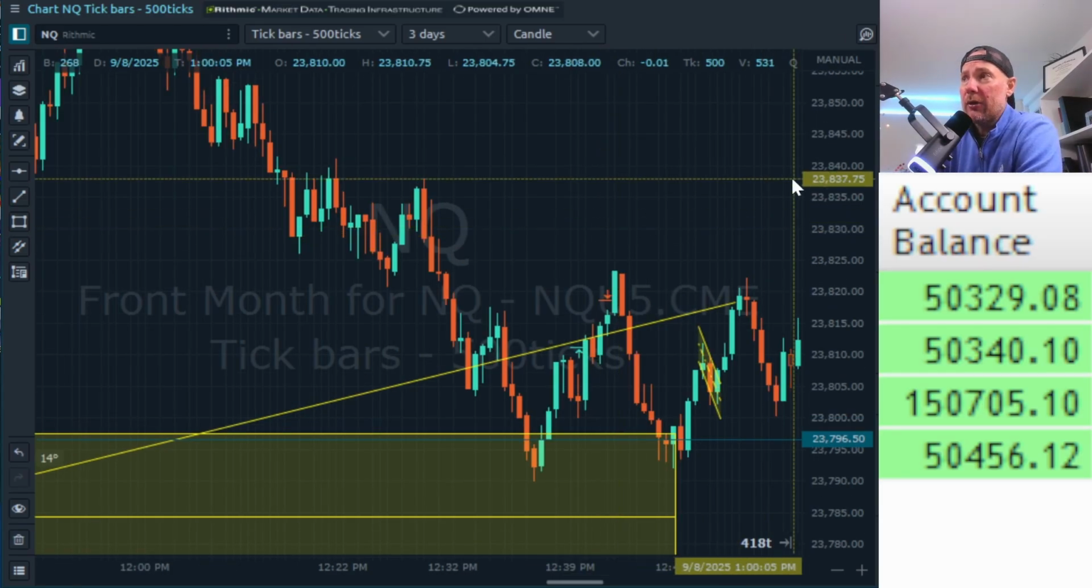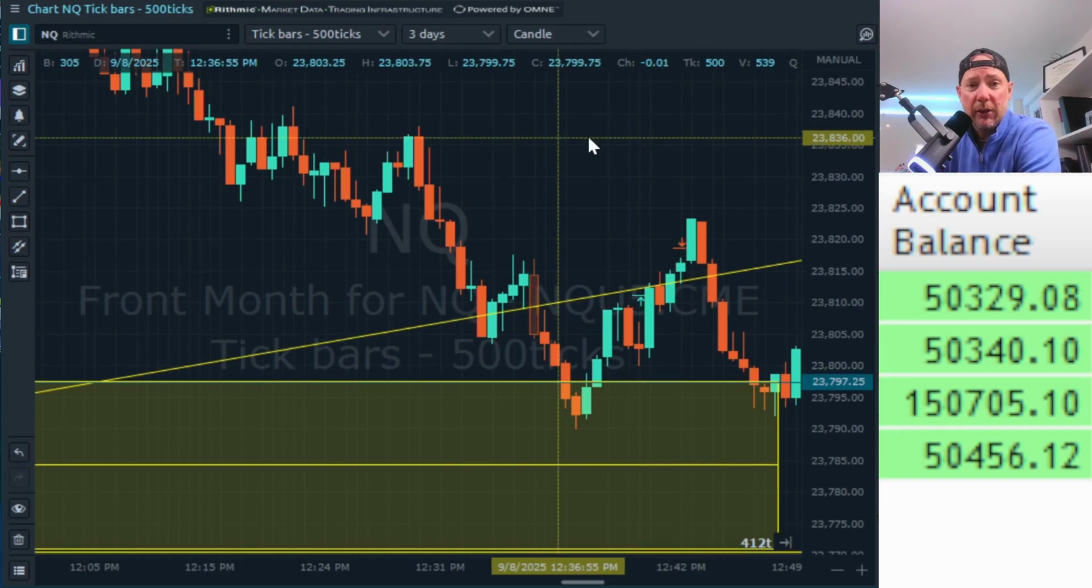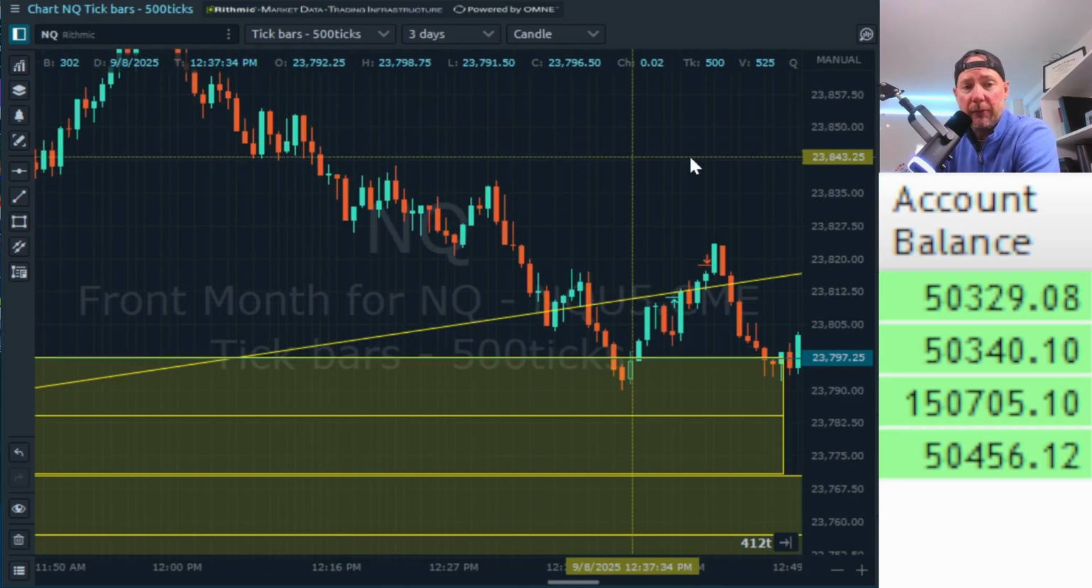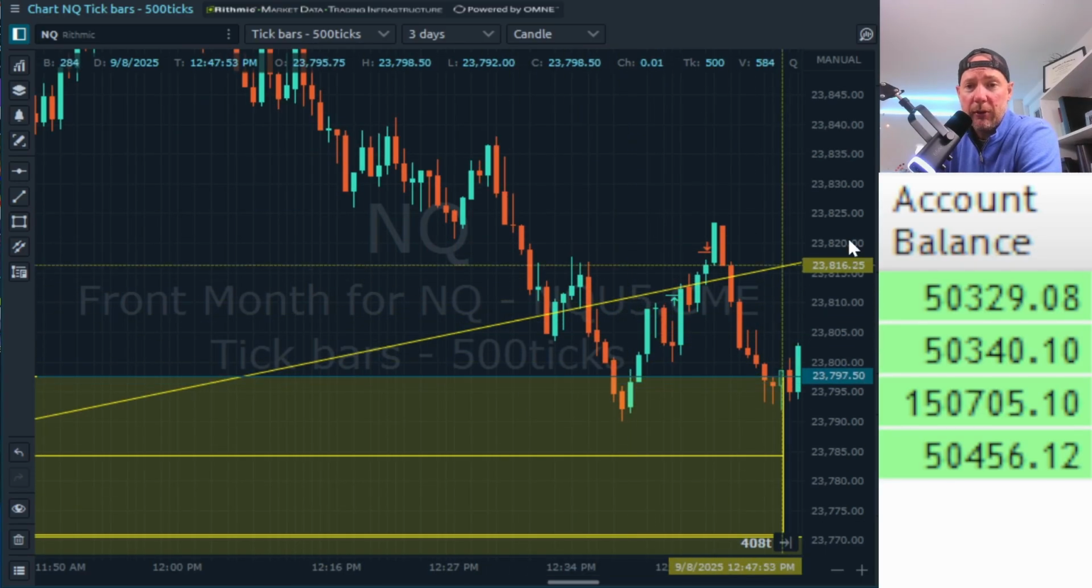Here's the next account, the 150K account with Apex. This is a funded account. All right, so let's take a look at this trade. The NASDAQ again was going down, started finding some support.